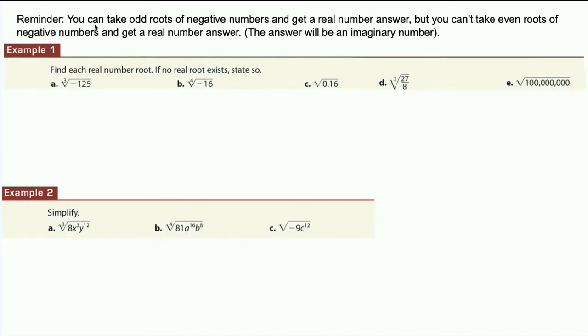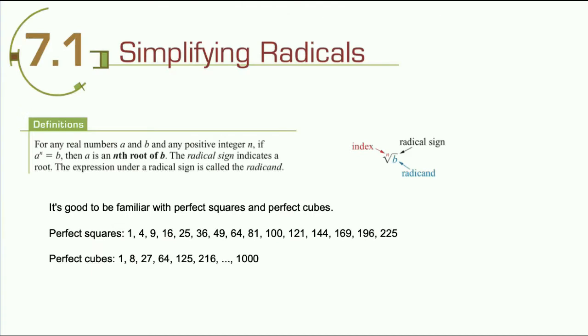And just to remind you of what we learned back in chapter 5, you can take odd roots of negative numbers and get a real number answer. So I'm thinking like the cubed root of -8, you can get a real number answer. It's -2. But you can't take even roots of negative numbers and get a real number answer. It will be imaginary numbers. So just remember that as we work through here. As we look across these 5 examples, we do see numbers that were in those lists that we just mentioned, perfect squares and perfect cubes down here.